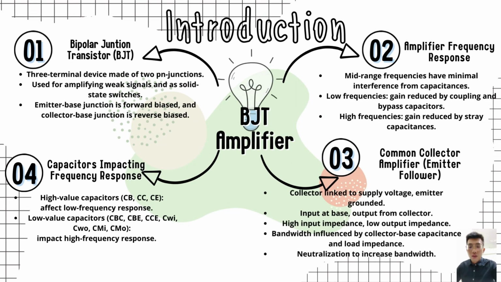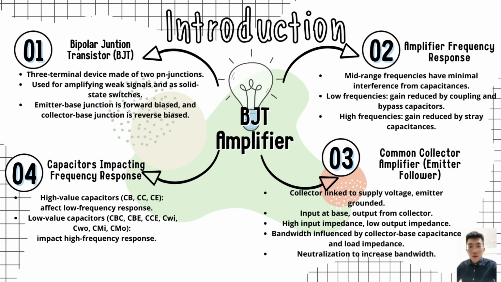Okay, our project work is about the BJT amplifier. First, what is the BJT? BJT is the bipolar junction transistor. It's a 3-terminal device made of 2 PN junctions. It's used to amplify weak signals and as a solid state switch. For the function of the BJT, the emitter base junction is forward biased and the collector base junction is reverse biased.